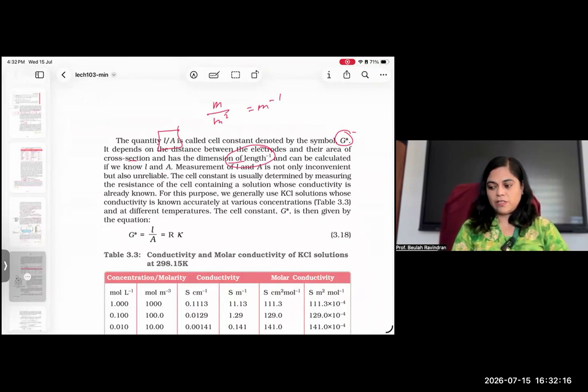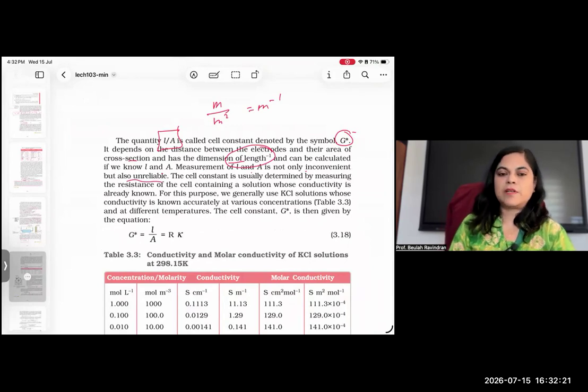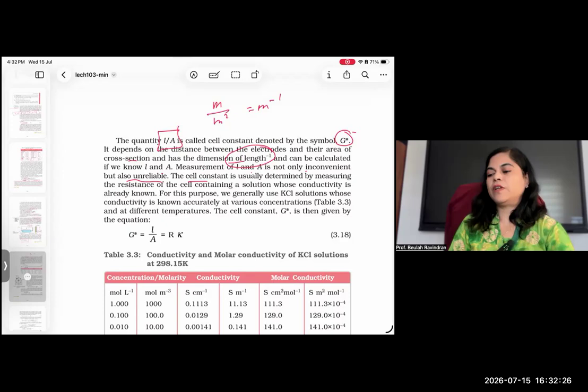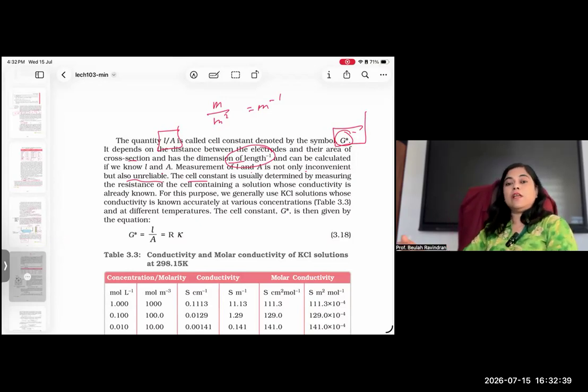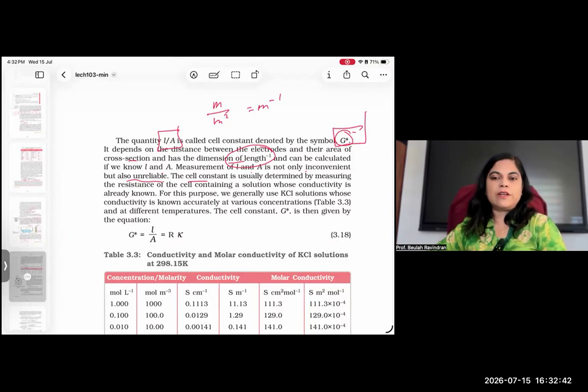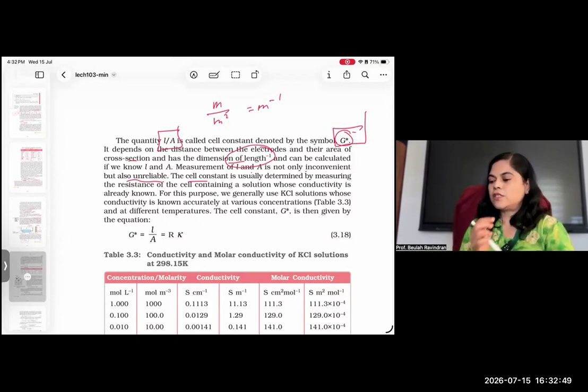We could calculate it if we know L and A, but measurement of L and A is not only inconvenient but also unreliable. Why can't we predict the cell constant this way? Because you are going to measure the wall area of a liquid. The electrolytic solution is a liquid, not a solid, so it is very difficult to measure its length and area. Then the cell constant is usually determined by measuring the resistance of the cell.